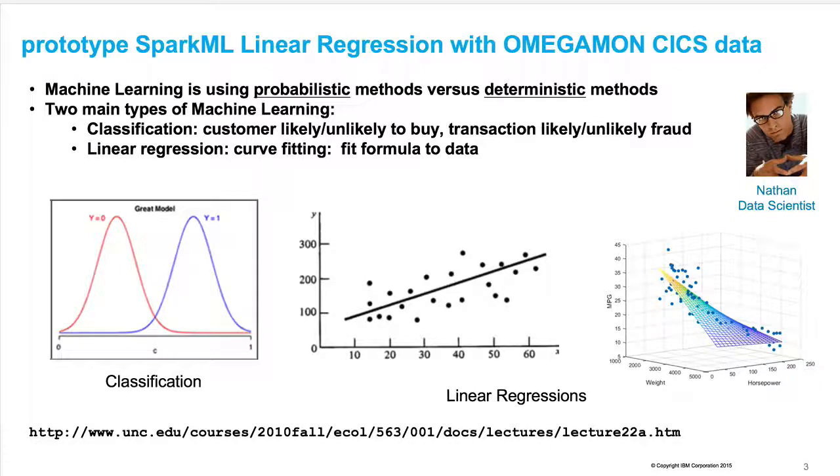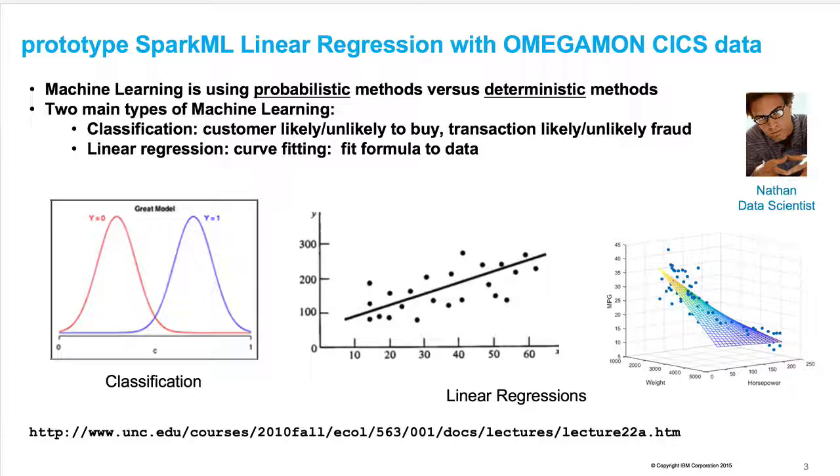An ultra quick overview. Machine learning is about using probabilistic methods versus the deterministic methods we're pretty accustomed to. Specific machine learning types shown on this slide are classification and linear regression. In this video, I'm going to be using linear regression, which is the two examples shown in the center and the right, where you're really fitting the data to some kind of formula in some n-dimensional space, depending on the number of inputs.